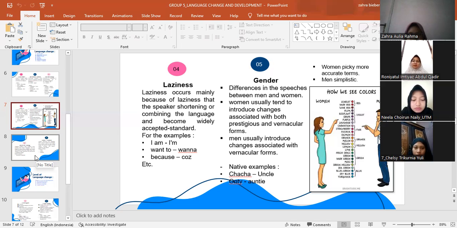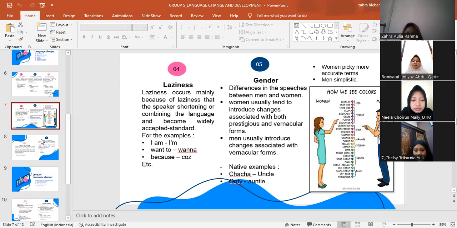And the fifth is gender. The differences in the speech between men and women. Women usually tend to introduce change associated with both prestigious and vernacular forms, but men usually introduce change associated with vernacular forms.